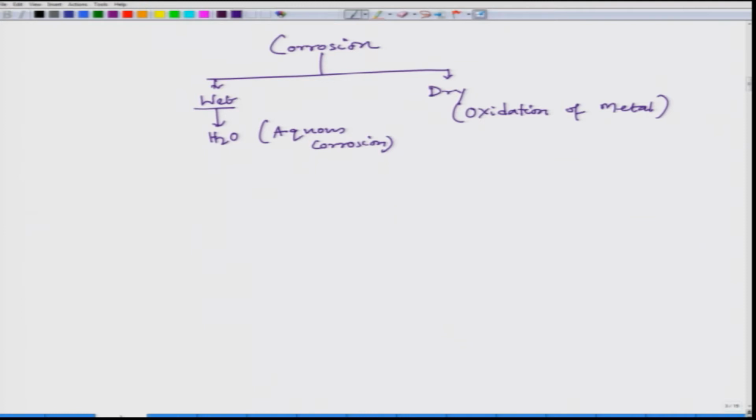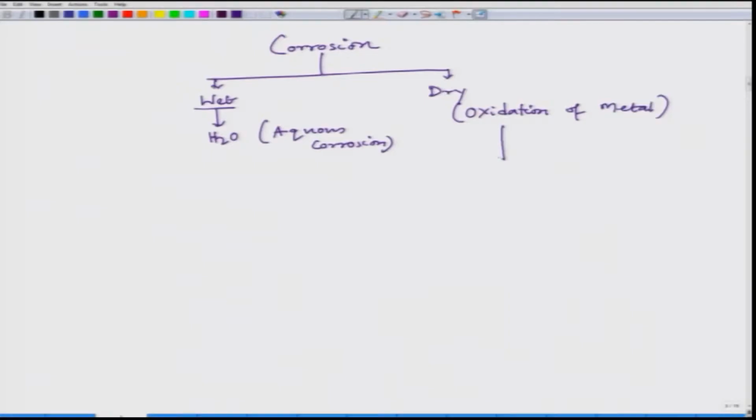Aqueous corrosion, from those two examples, it is very clear, it involves oxygen, it involves water, because in one case we are dipping zinc metal into dilute HCl solution, which is an aqueous solution of HCl, and in the second case we are seeing corrosion of an iron object in the environment, in the atmosphere, where we have moisture, which is again water. Of course, there oxygen is also involved.